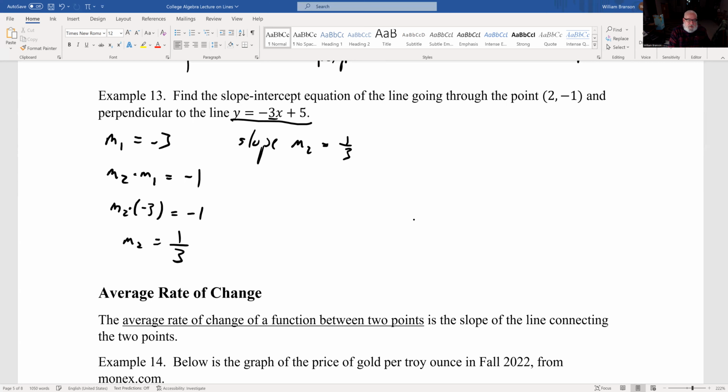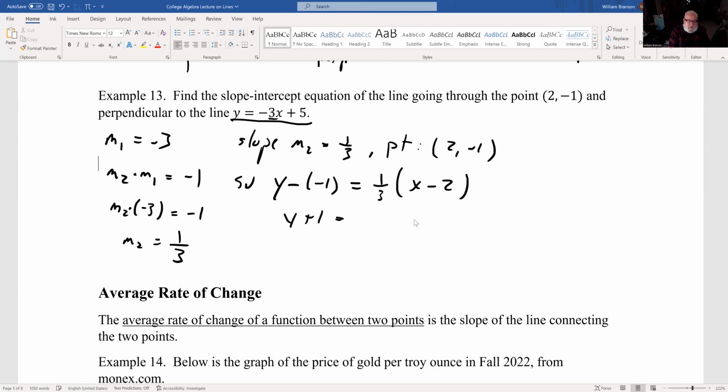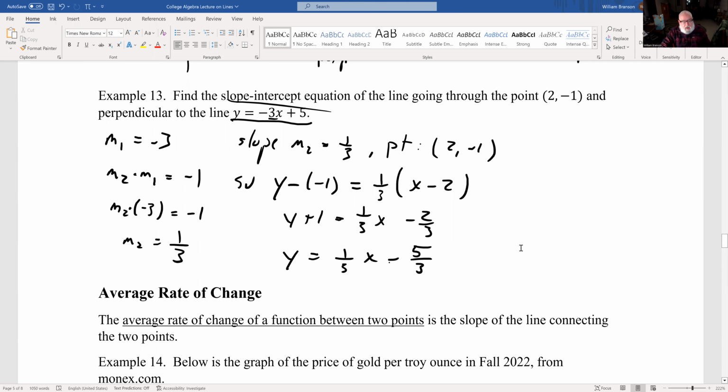So I want a line with slope m2 equals 1/3. And the point that I have is 2, minus 1. So we set up our point slope formula, y minus -1 equals 1/3 times x minus 2, y plus 1 equals 1/3 x minus 2/3. Subtract 1 from both sides, and you get 1/3 x minus 5/3 is the equation of the line that goes through the point 2, minus 1, and it is perpendicular to the line with slope -3.